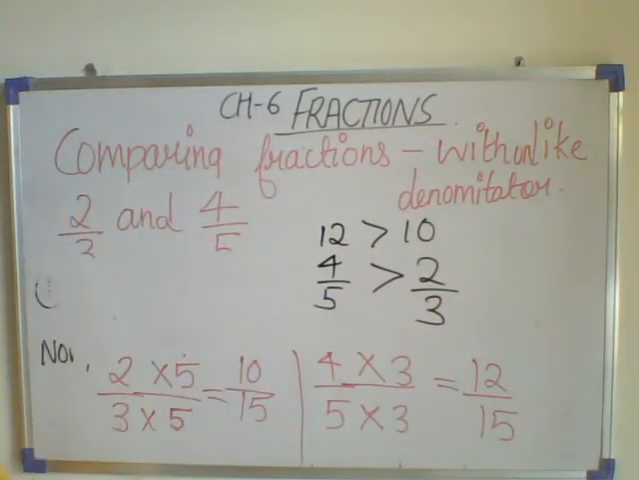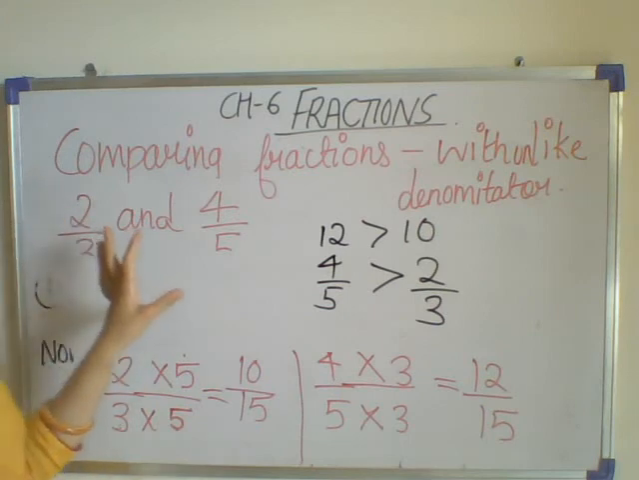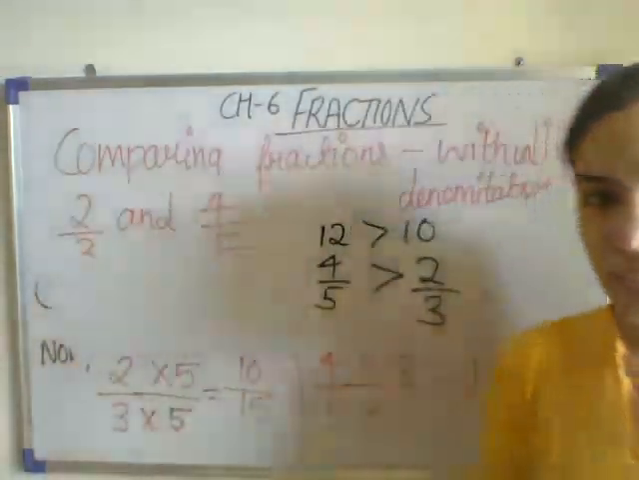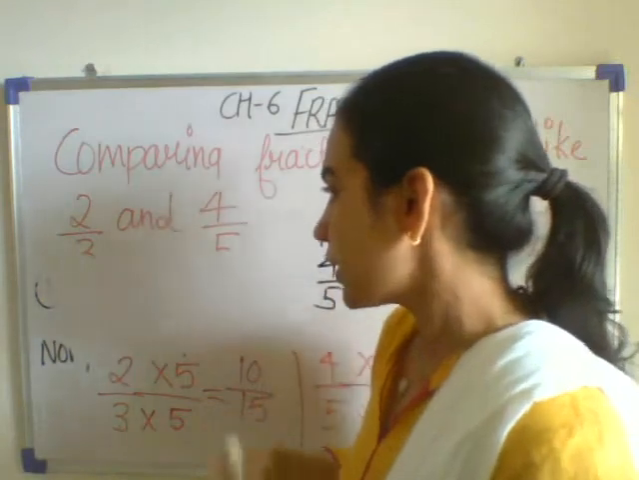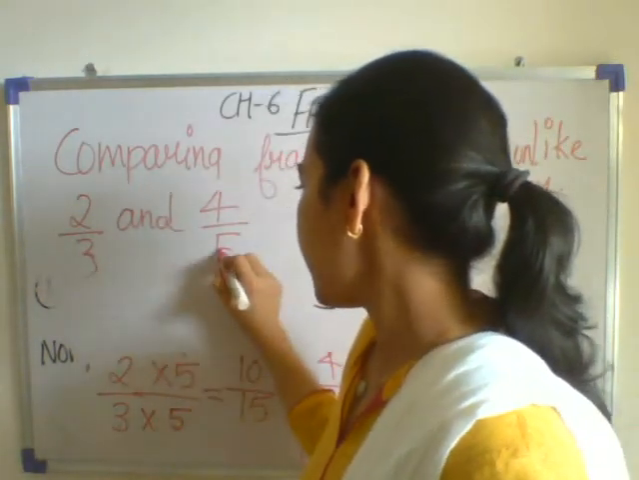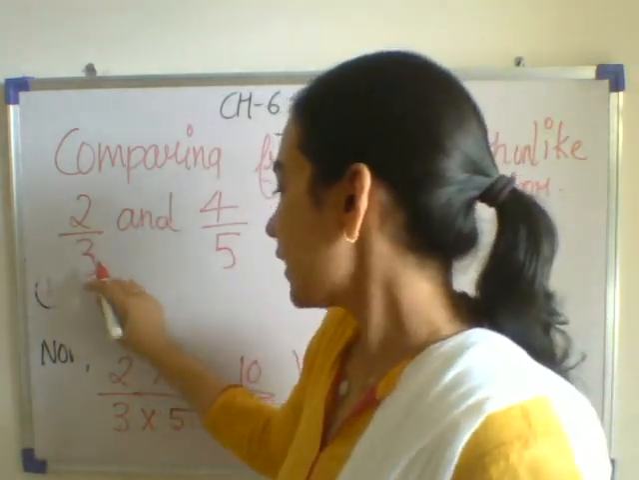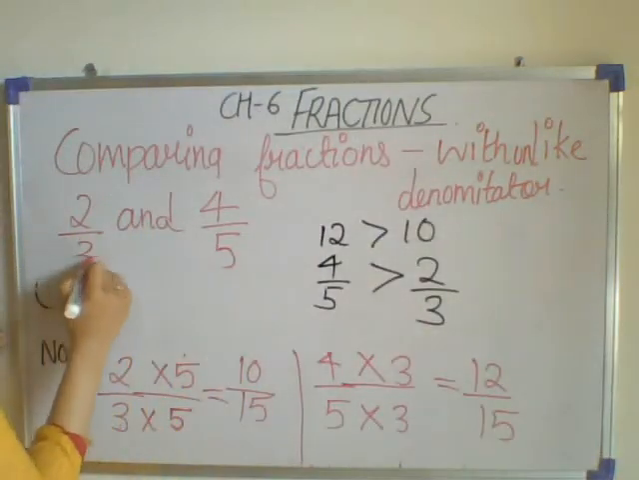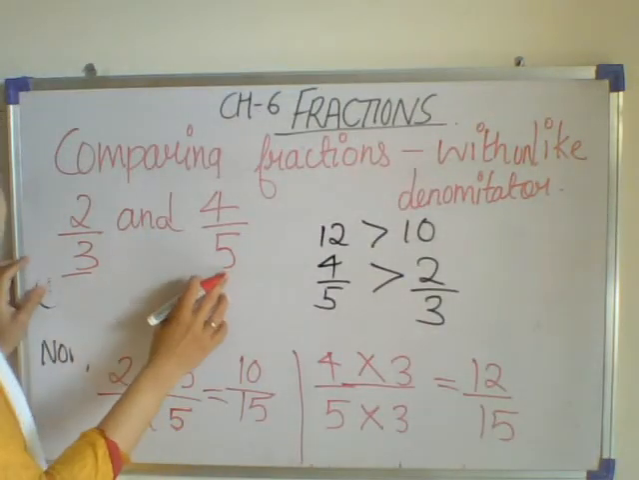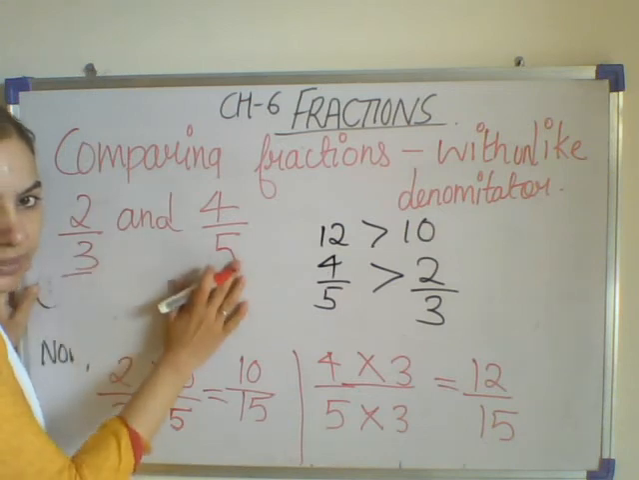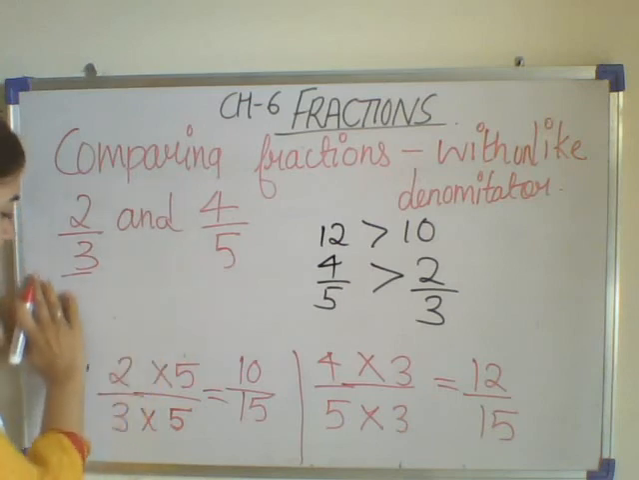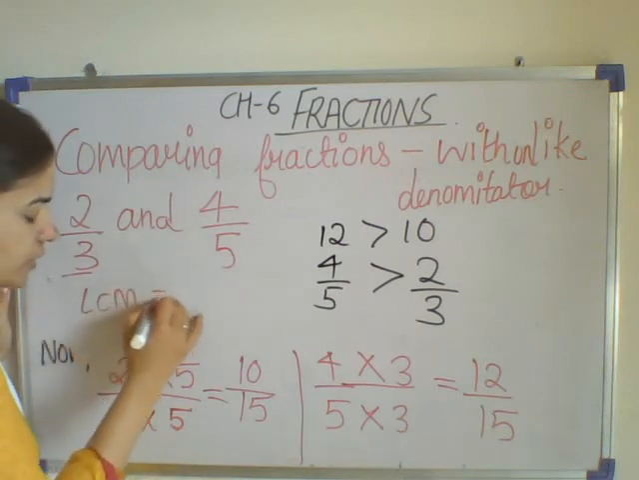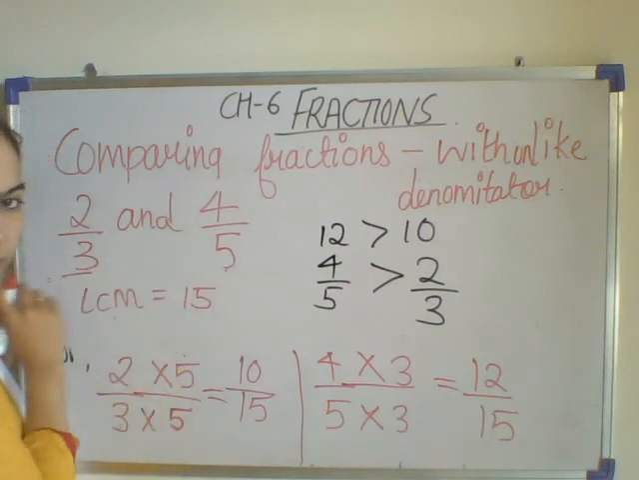In this way, we will be comparing fractions with unlike denominators. For comparing fractions with unlike denominators, what do you have to do? First, you have to find the LCM. Here you can see the denominators are unlike: one is 3, one is 5. So first you find the LCM. If you find the LCM of 3 and 5, 15 will come.